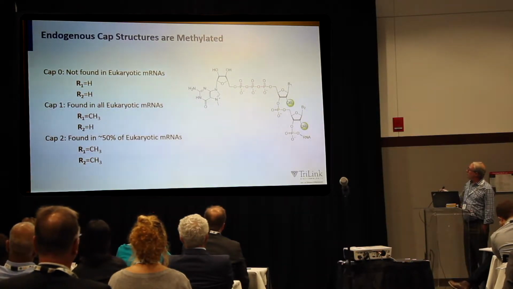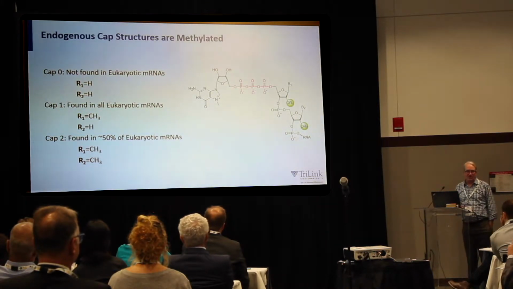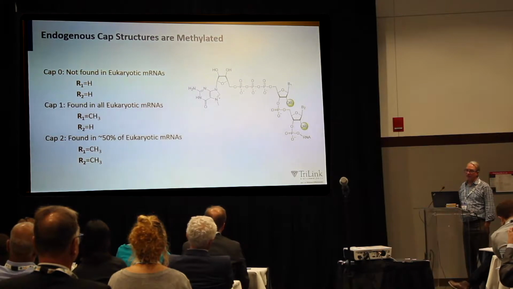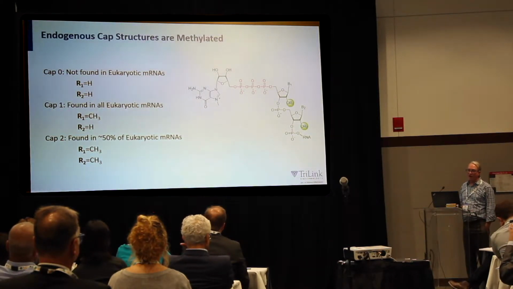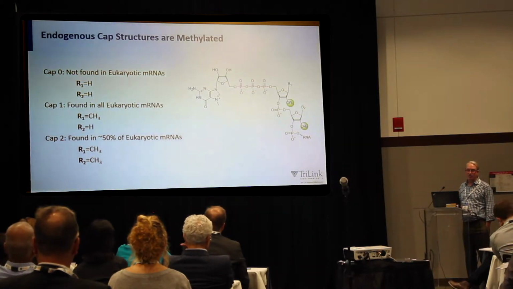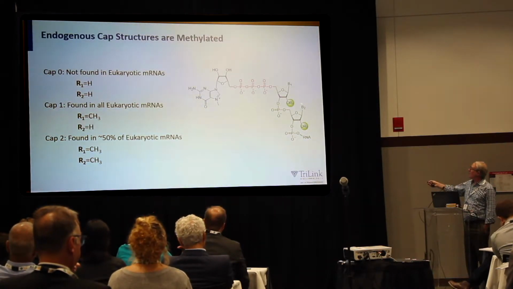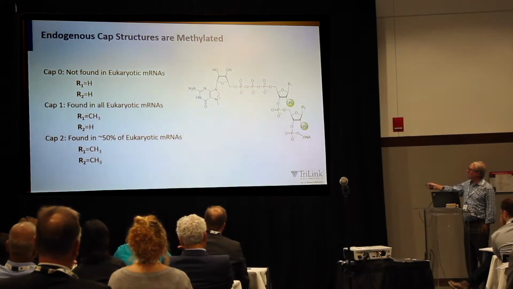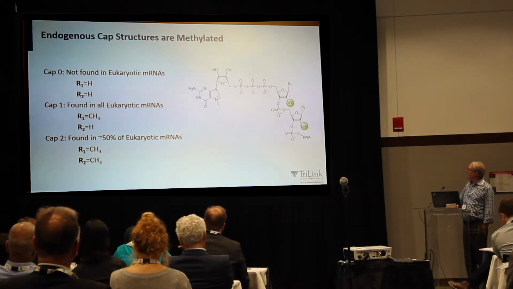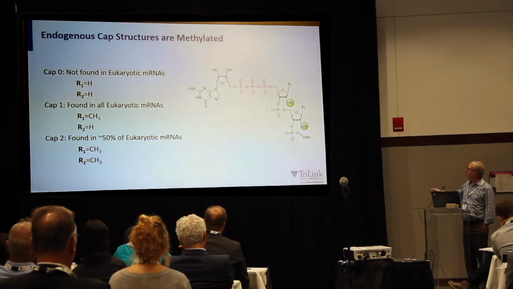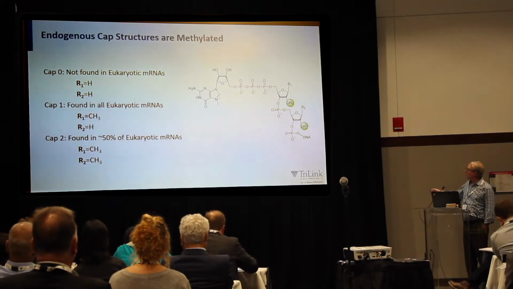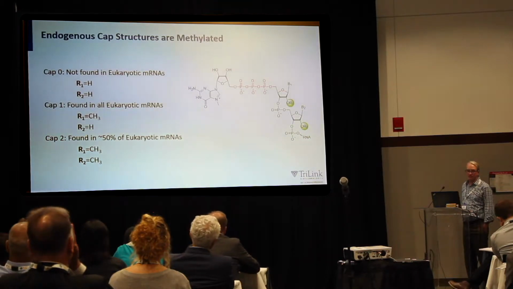So when there's no methyl group here, it's just an OH, we call that structure cap zero. Cap zero is an intermediate in the production of a cap, but it's not found at all in any eukaryotic mature messages. So 100% of eukaryotic messages have a methyl group at this first position, and we call that cap one. And about 50% of mRNAs have a methyl group at this point. It's called cap two. And so we think that nature thinks that these two methylation positions are really important.